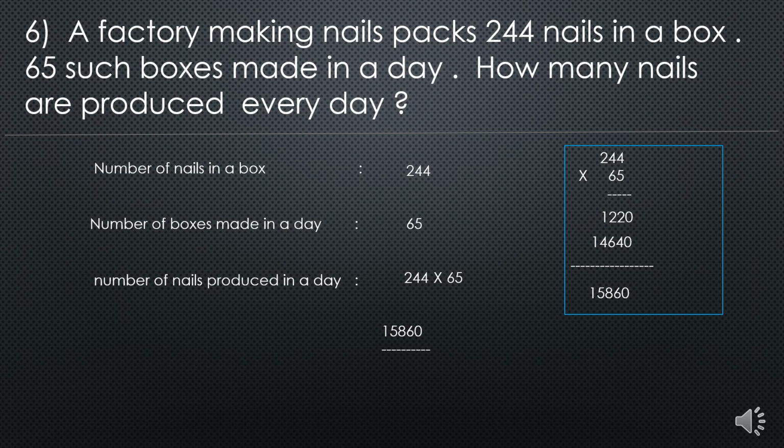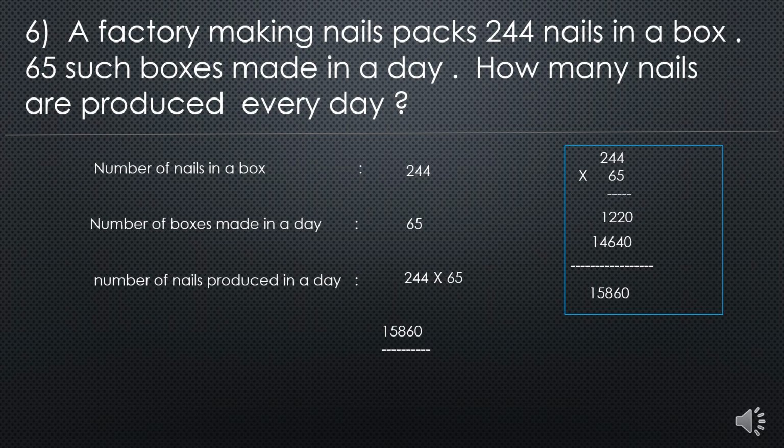So we want to write the steps. What all is given here that we can write first? Number of nails in a box is 244. All of you write all this in your practice book. Next step, what do we want to write? Number of boxes made in a day, that is equal to 65. All things are given. Next we want to find the number of nails produced in a day. For that we want to multiply 244 by 65.